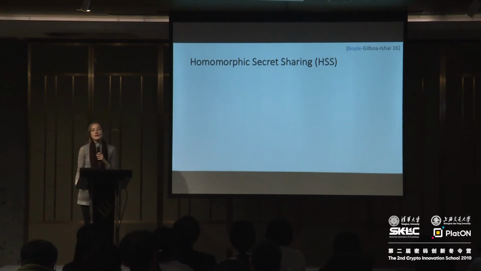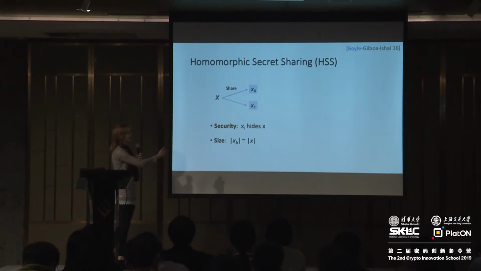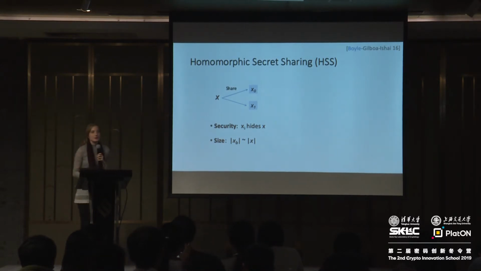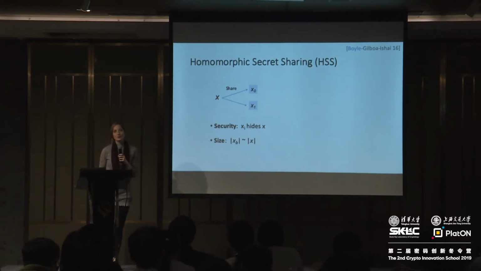So homomorphic secret sharing starts in exactly the same sort of way. Here I have some secret value, say x. I want to share this, split it into separate pieces, such that each piece on its own hides the input x. We'll want some sort of size requirement here. For example, the size of each of these shares shouldn't blow up too much compared to the original size of the input x.